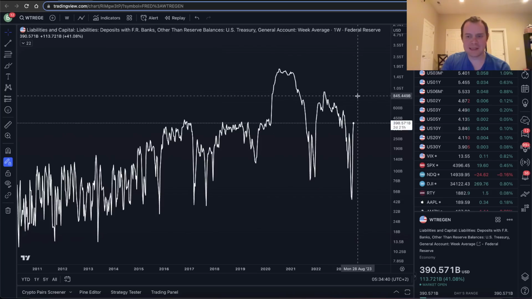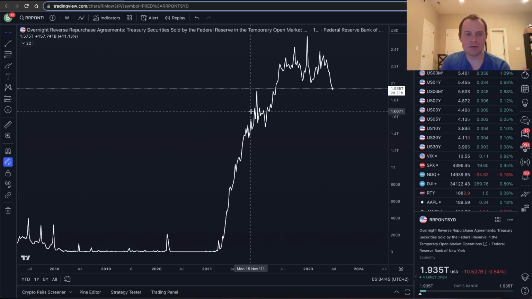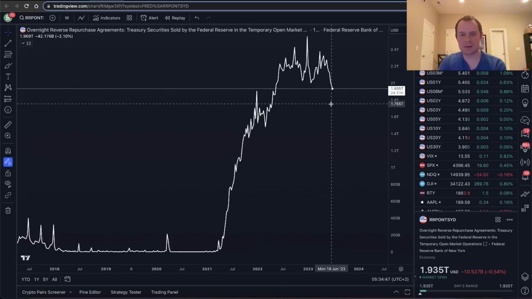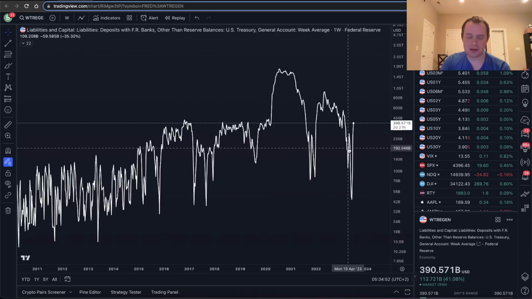This process theoretically drains liquidity from the system, although you could also look at things like the overnight reverse repurchase agreements and see that that's been coming down in a similar manner as I suppose the Treasury General Account has been going up.